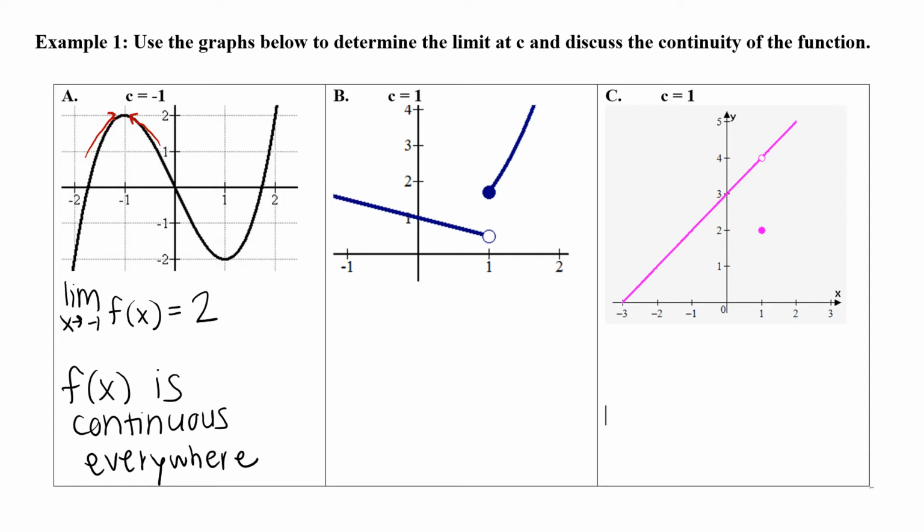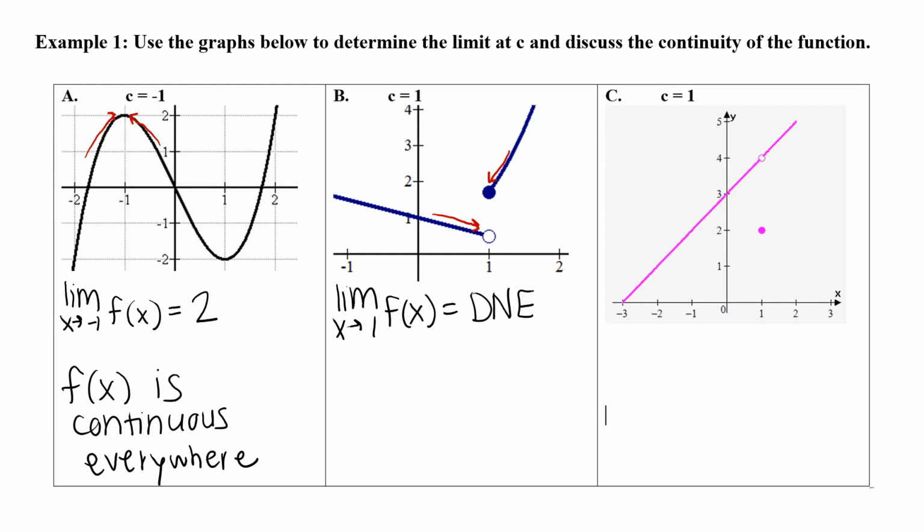Looking at part B, here we want to find the limit as x approaches, this time c is equal to 1 of this function. Remember, in order for the limit to exist, the left-hand side limit has to equal the right-hand side limit. In this case, our left-hand side limit is approaching 1, while our right-hand side limit is approaching 2. Since our left-hand limit does not equal our right-hand limit, this limit does not exist.